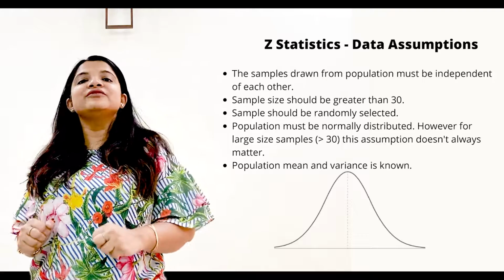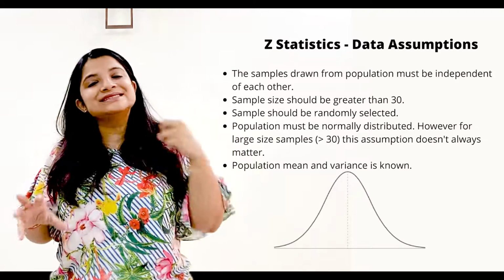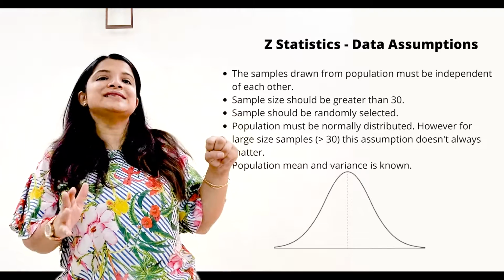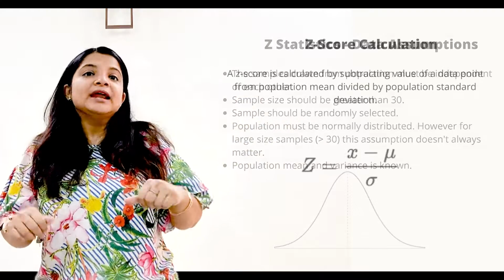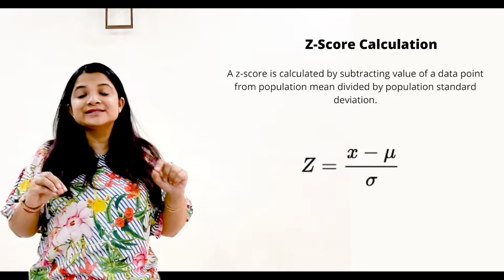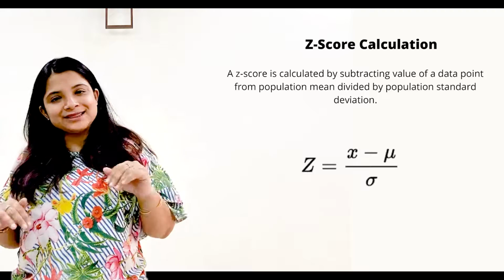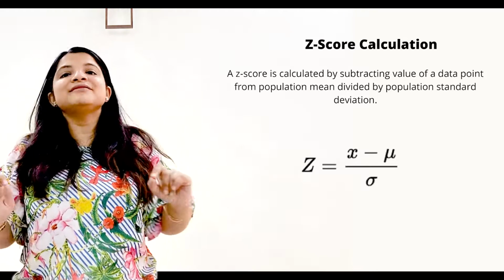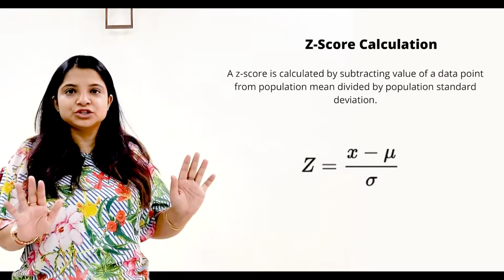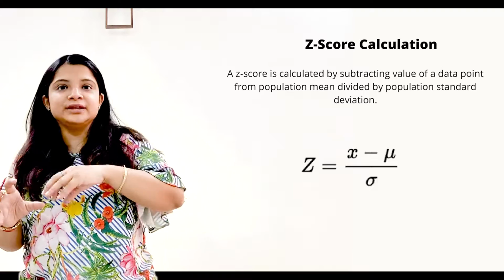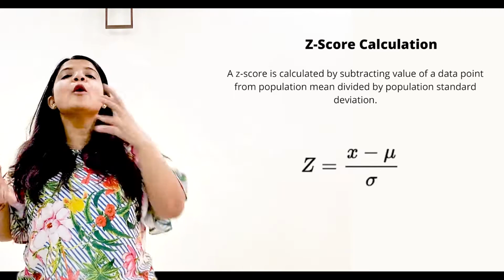So the Z test will be very helpful because now you have a sample and a population, and you want to check how different the sample is from the population. Here on the screen you will see the formula for calculating a Z score. The Z score is nothing but the population mean minus the sample mean divided by the standard deviation of the population. So you are checking how different my sample mean is from the population mean.